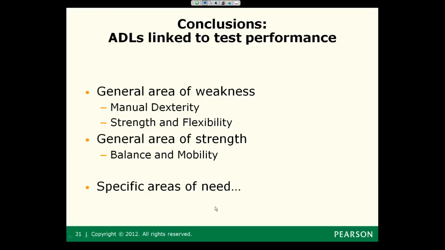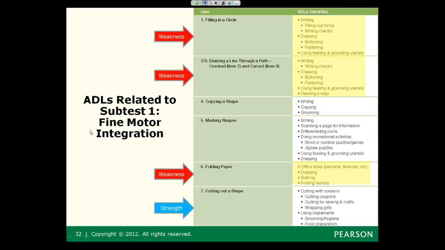It gives us good information. I'll tell you, it gives me a lot of good information. But I want to start thinking about the specific areas of need. So let's look at each of the ADL related charts that I talked about a little bit before. These are all the ADLs related to the skills involved in the items.